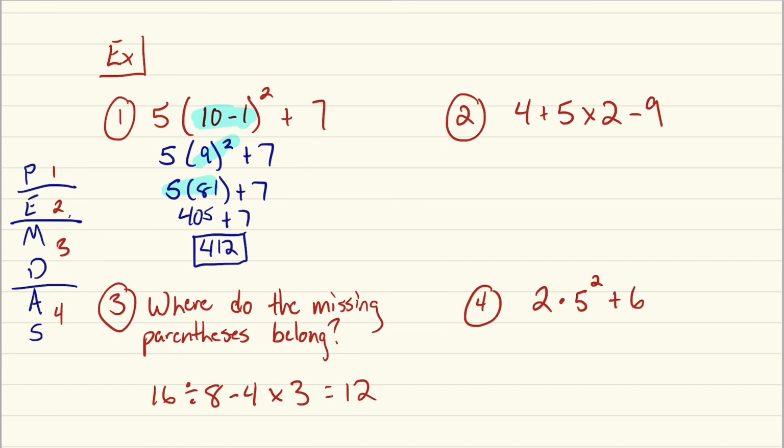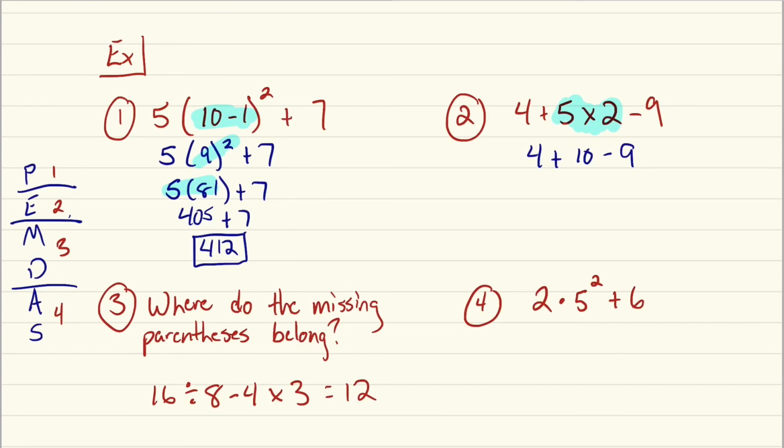Multiplication and division. Do we have any multiplication and division? Yes, we do. Okay, so where's our multiplication and division? It's right here in the middle. All right, so we take care of that. We know that 5 times 2 is 10, and we just rewrite everything else. So that's 4 plus 10 minus 9. All right, so now we have all our multiplication and division.